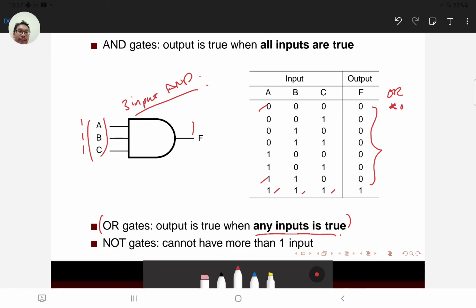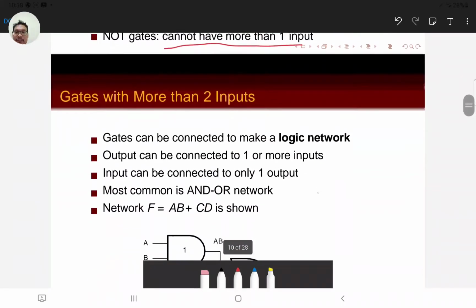Okay, here is a 3 input OR. For a 3 input OR, for example, we have a 0 only in the case when all of the inputs are 0, else the output is going to be 1. Any of the inputs being true gives a true output. For the NOT gate, we cannot have more than 1 input. For a NOT gate, only 1 input is always allowed.